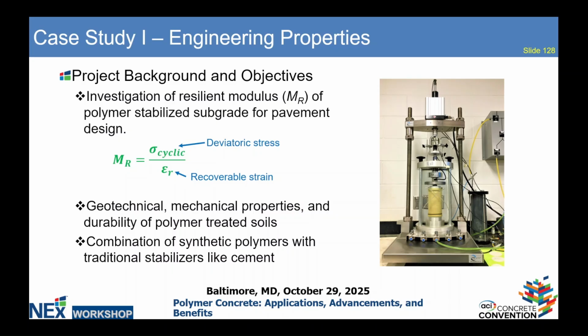So here a little bit about the background of the first research project. This is sponsored by the Army Corps of Engineers. For this one, we're looking into the resilient modulus, which is a property to measure the stiffness of the pavement or subgrade layers. And for this project, we not only measure that, but also study the other geotechnical properties, like the workability of the soil. We call it the plasticity index, and some other properties.